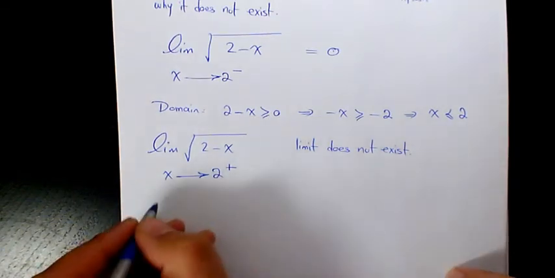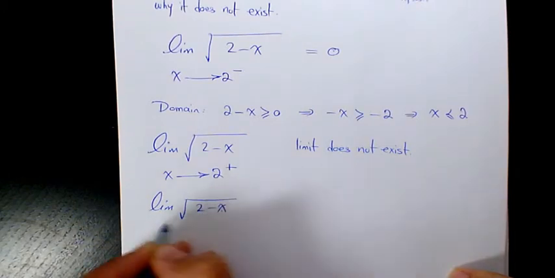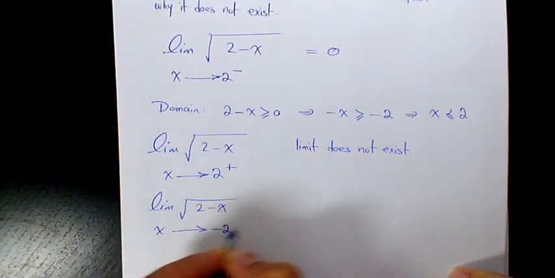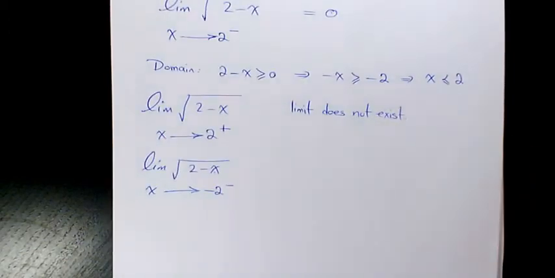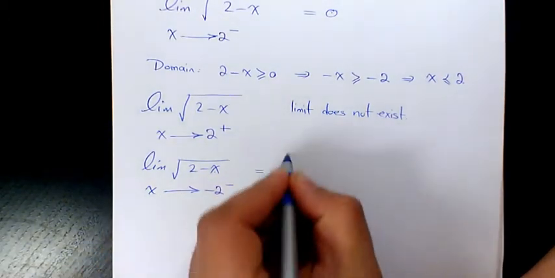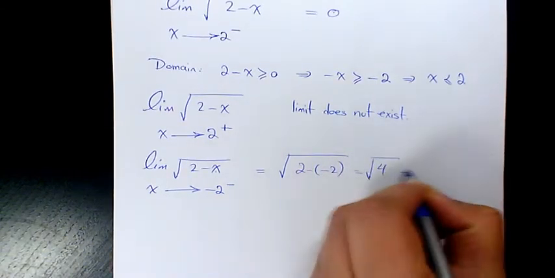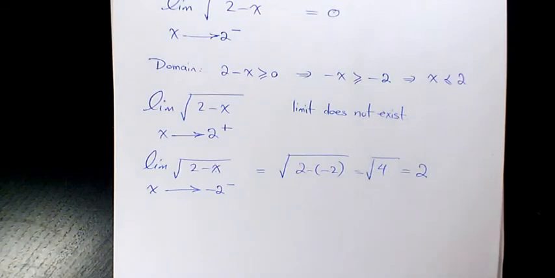Next one, limit of square root of 2 minus x when x is approaching negative 2 from the negative side. Again, here we are looking for x numbers less than negative 2, and since any number around negative 2 is a valid number, that's going to be the square root of 2 minus negative 2, which is the square root of 4, and that's equal to 2.